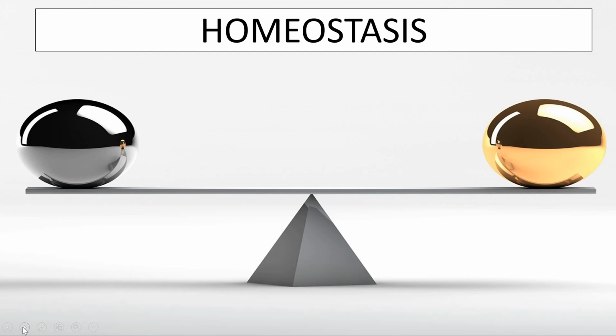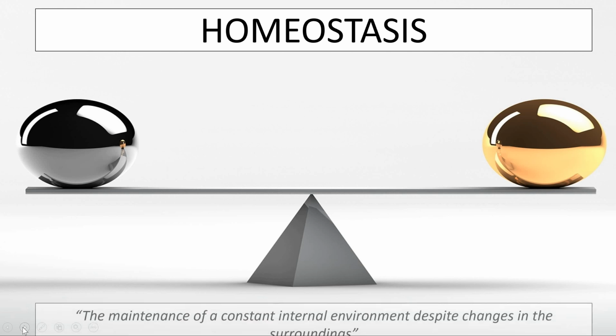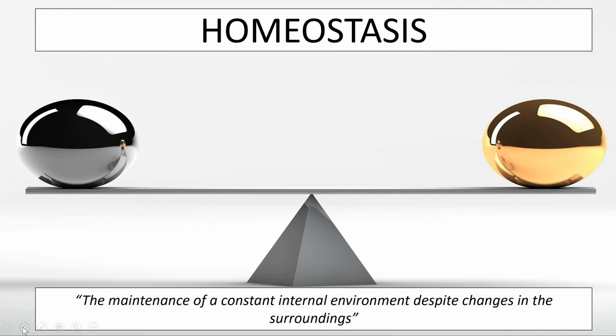Okay, so what you should have had for this is that homeostasis is the maintenance of a constant internal environment despite changes in the surroundings. So it's really important in our bodies that we keep certain conditions at the correct level. If they stray too far above or below where they should be, it can have devastating consequences in the body and can even be fatal.